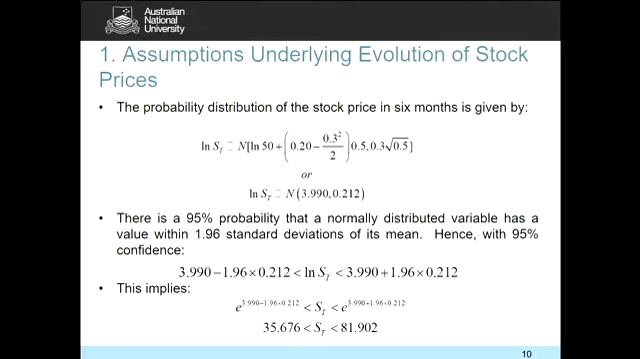So on the low side, I've got $35.676, and on the high side, I've got $81.902. So this tells me that 95% of the possible values for this share lie between $35.676 and $81.902. Okay, that's where 95% of the values lie. Are there any questions on that?